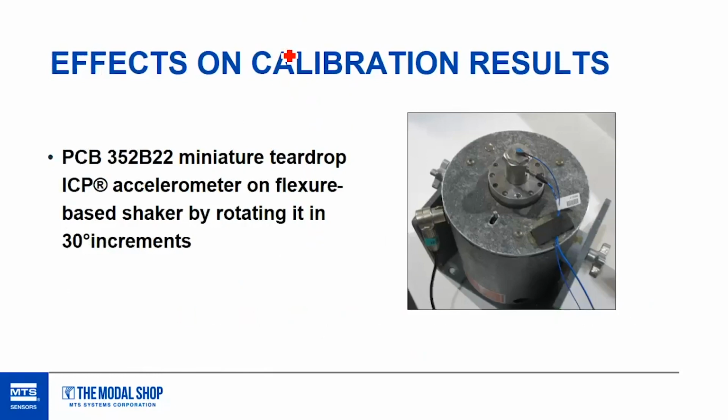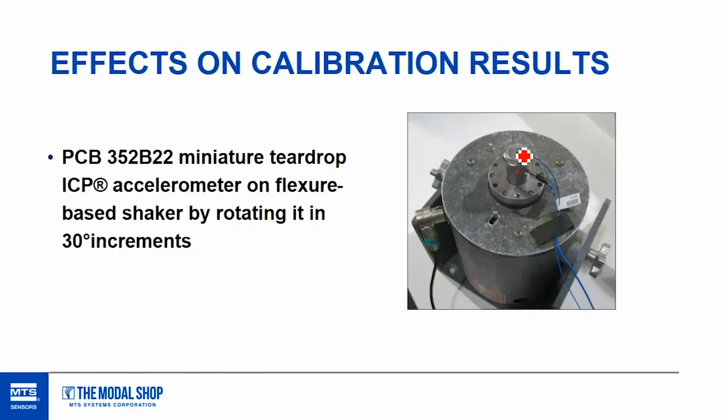So we have a typical back-to-back calibration like we saw. We have a reference sensor on here, and we have a small teardrop test accelerometer on top of the shaker there. With a little adhesive mounting plate, we can adhesively mount this teardrop on here and then rotate it. Adhesively mount it and rotate it.